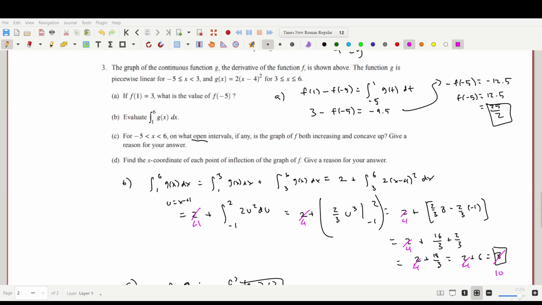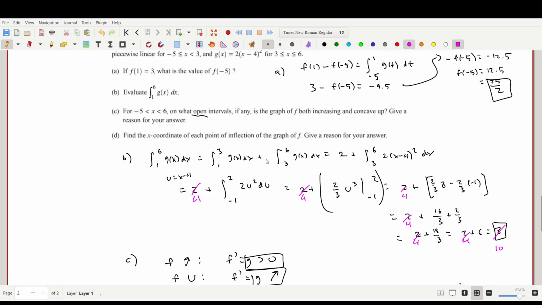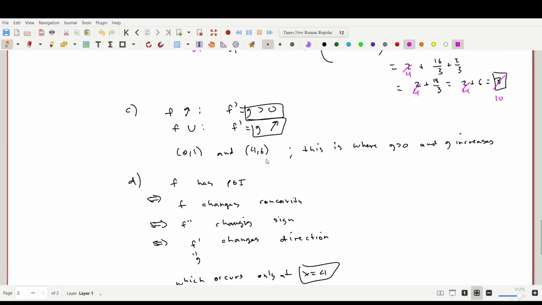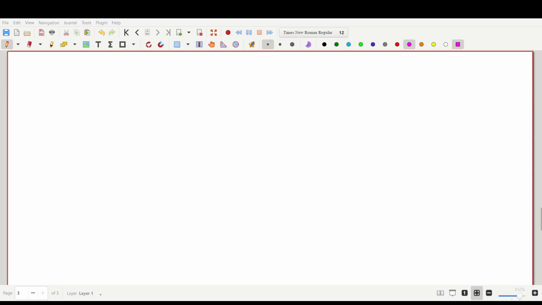And 25 over 2 is correct. Let me see. Split at 3. Yep, antiderivative. Yep. So I still would have gotten 2 out of 3 points on the B, even though I was being really stupid and said that the first one was 2. All right. So I would get 8 out of 9 on that one, I think.